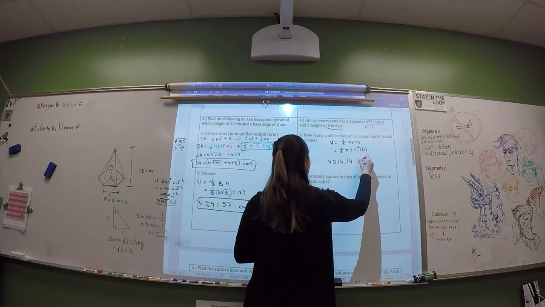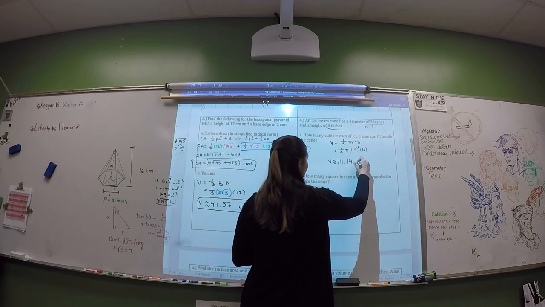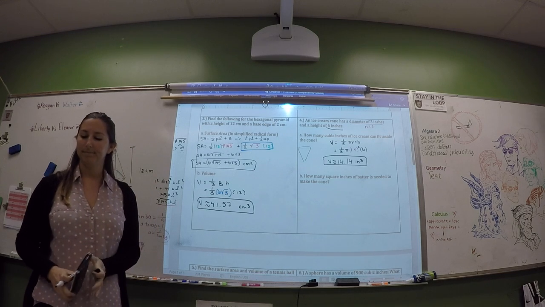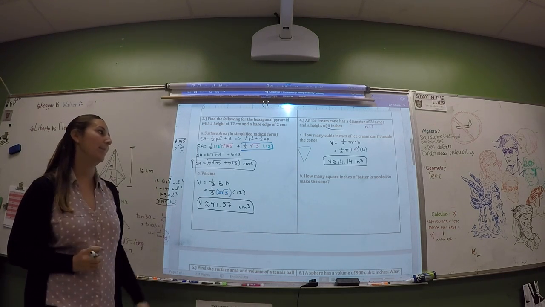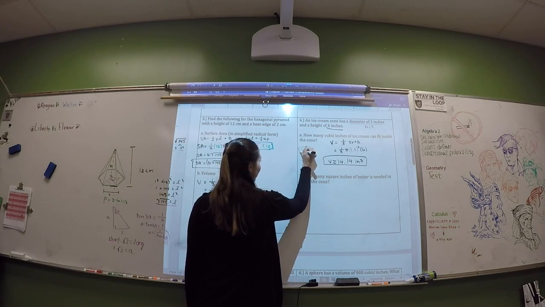So 14.14 cubic inches of ice cream can fit in the cone. I'm going to put 14.14 cubic inches of ice cream in my cone. Make sure I measure it. Now, I don't know if you've ever seen a cone be made.